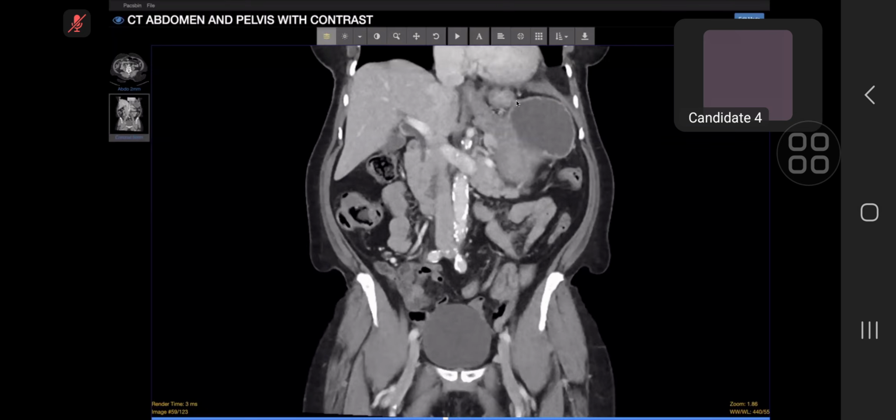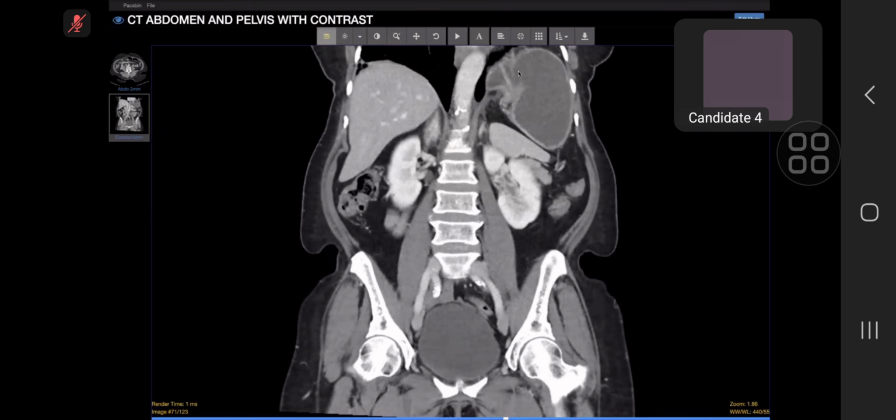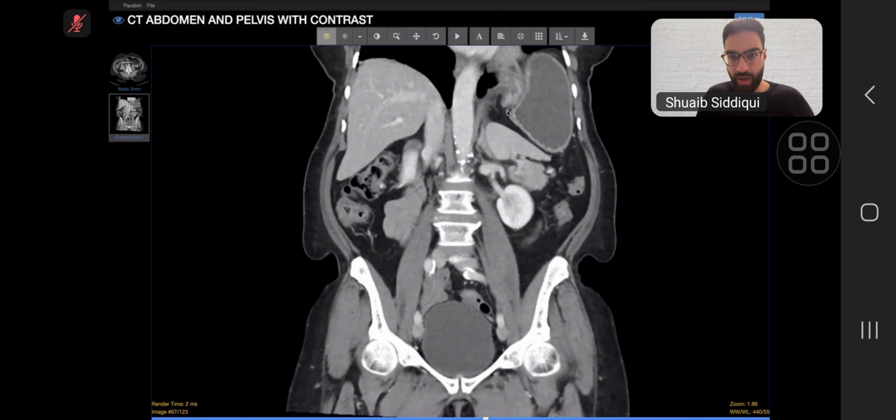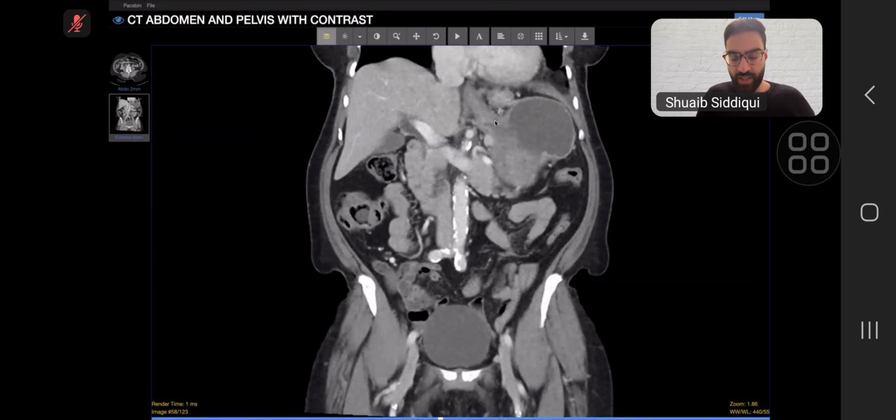Correct. Pylorus and antrum here. So it's above the GOJ. So that means this is a mesenteroaxial volvulus because the antrum has flipped above the GOJ.